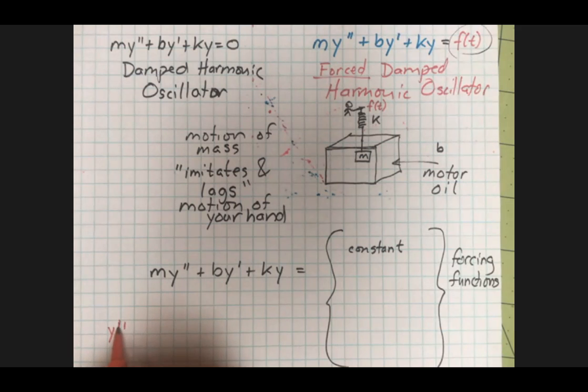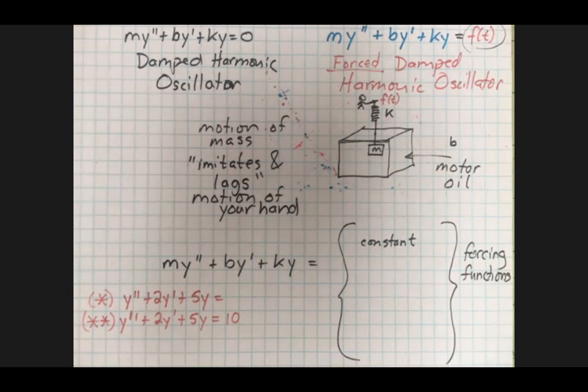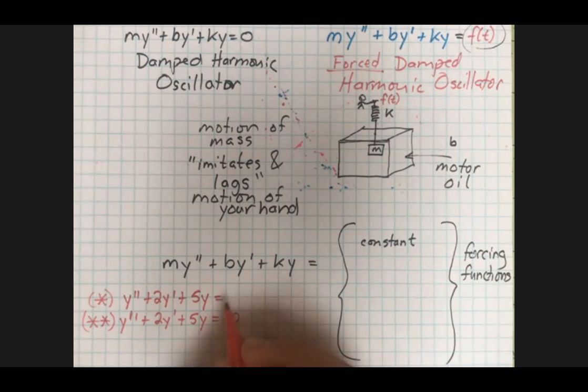y double prime plus 2y prime plus 5y equals 10. That's what I mean by forcing function constant. Well, by analogy with the first chapter, you did solve problems like this. You said, here's a non-homogeneous problem. Here's the homogeneous problem. And what I'm doing is relating to you that handout that I showed you last time with the flow chart of solving these. So here's the homogeneous problem.